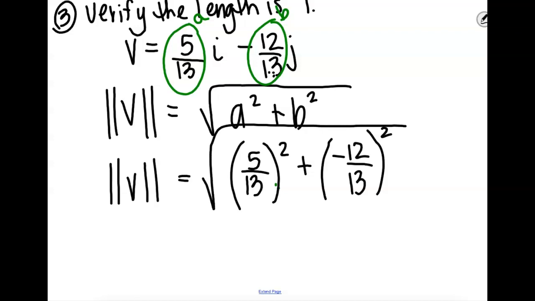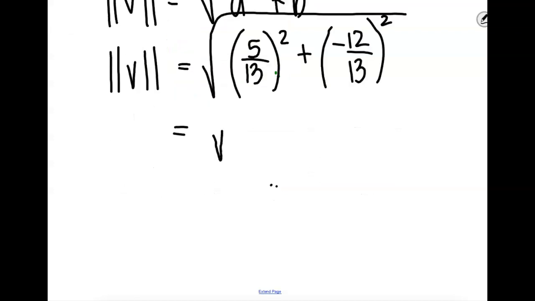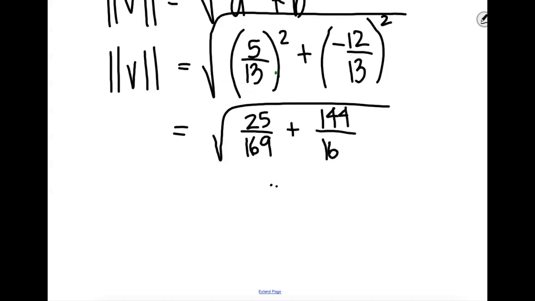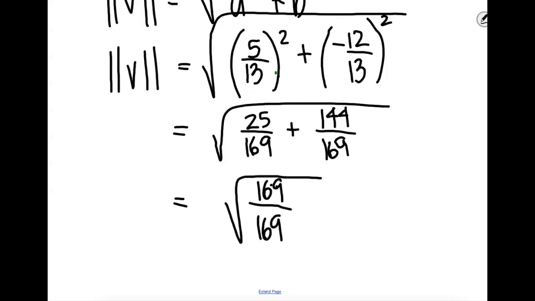So 5/13 is 5/13 times 5/13, which is 25 over 169, plus negative 12/13 times negative 12/13 is 144 over 169. Combine those fractions together, you're going to get 169 divided by 169, which reduces to the square root of 1, which is 1.